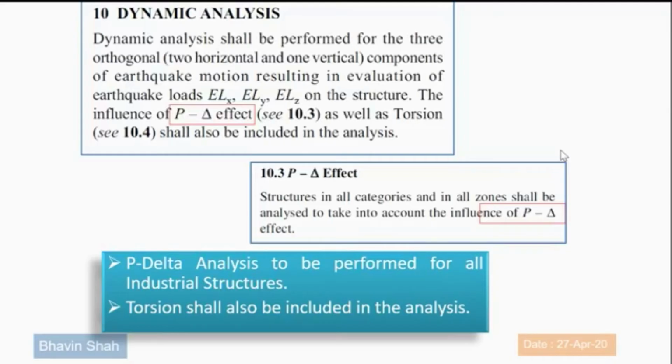Now this is also one more important revision which is made in the code. It says that the P delta effect is mandatory for all kinds of structures. That means irrespective of the category and irrespective of the zone in which they are located. So in short, P delta analysis is to be performed for all industrial structures.